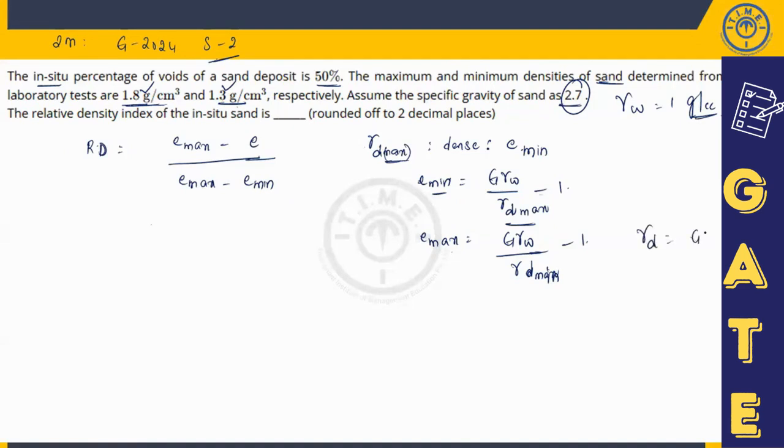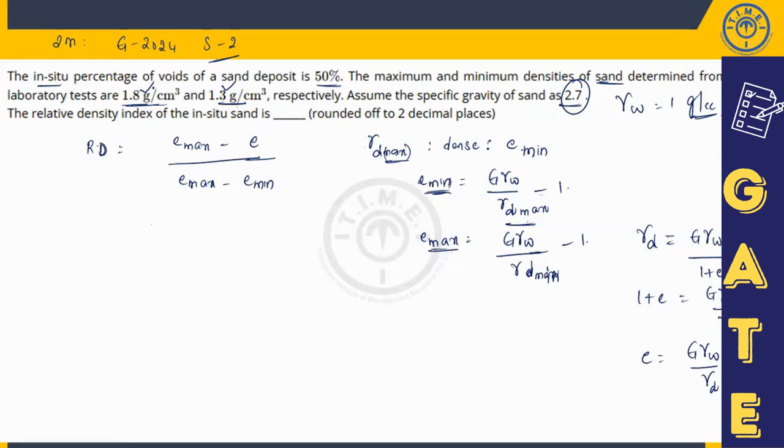Gamma D, we know the formula G gamma W by 1 plus e. And from this, if I want e, I am taking 1 plus e equal to G gamma W upon gamma D, and e equal to G gamma W by gamma D minus 1. And here we don't know gamma D. We know gamma D max, gamma D minimum. Gamma D minimum means e max. Gamma D maximum, e minimum.